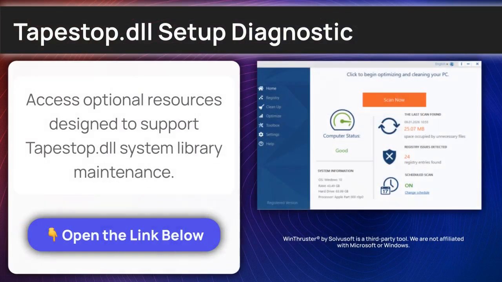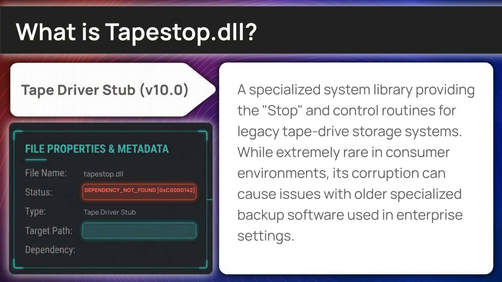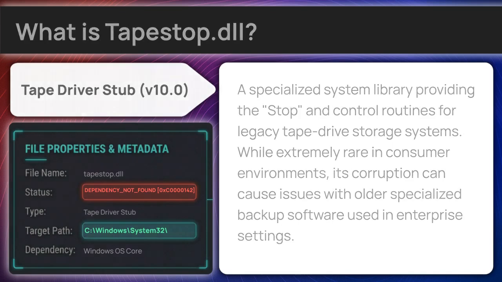This is the Tape Stop Effect, a specialized system library providing the stop and control routines for legacy tape drive storage systems. While extremely rare in consumer environments, its corruption can cause issues with older specialized backup software used in enterprise settings. Now that you're up to speed on the file's role, let's begin the repair process.